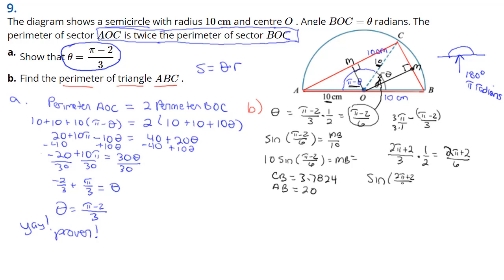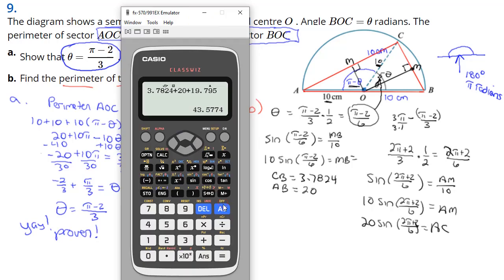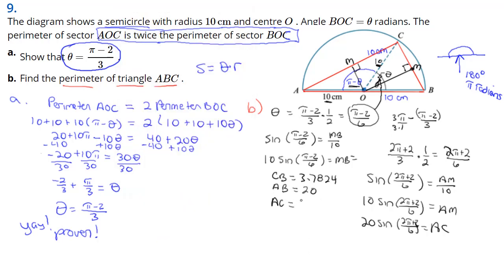So now that's my angle for my right triangle, and I put that in there, and that's going to equal AM over 10. And this time I'm just going to go ahead and multiply the 10 times 2 in advance, and then figure out the entire length of AC. So I plug this in, and I get 20 sine of (2 pi plus 2) over 6. Close it up, and I get my length of 19.639. I include that here.